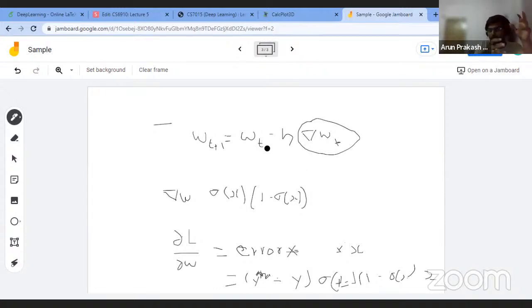So when we talk about this weight update equation, no matter whether it's a deep network or a very small single neuron, if we talk about weight updation, we compute the gradient of the weight. I mean, the gradient of the weight means we are computing the gradient of the loss with respect to the weight.